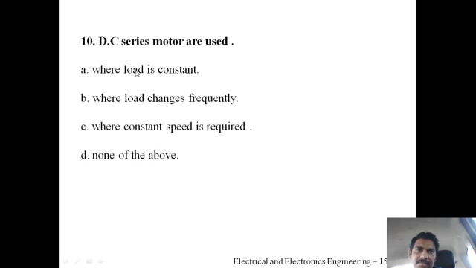The last one, if you observe: the DC series motors are used where load is constant, where load changes frequently, where constant speed is required, none of the above. Here you can go for none of the above. Where the DC series motor is used, we have seen from the torque-current characteristics, wherever high starting torque is required, wherever a wide range of speed variation is required. Therefore, here we can go for none of the above.